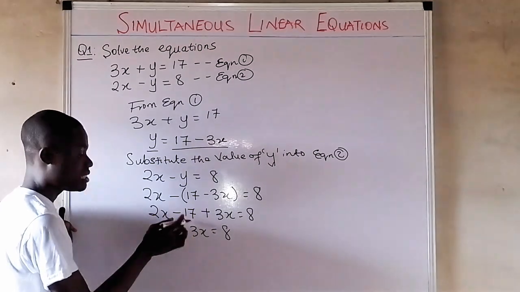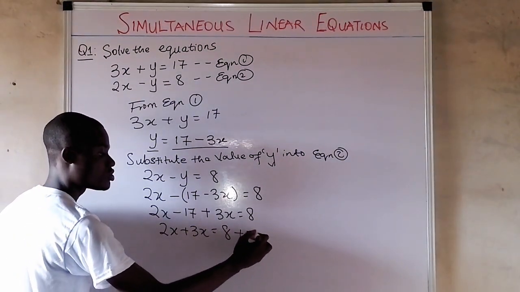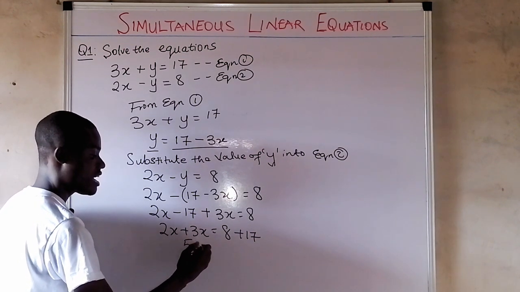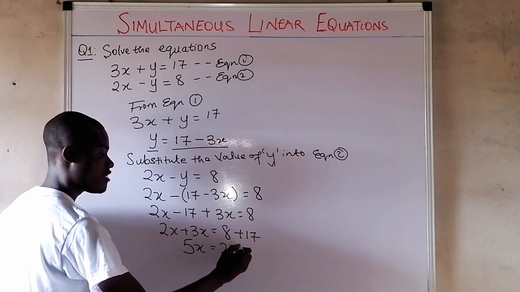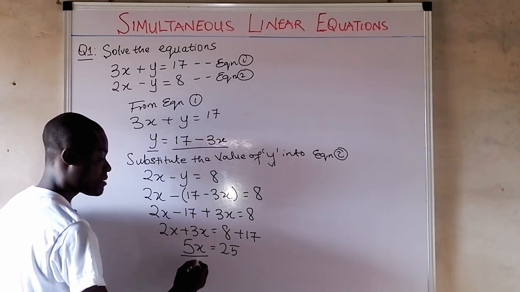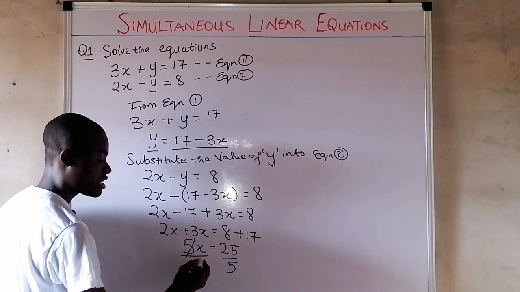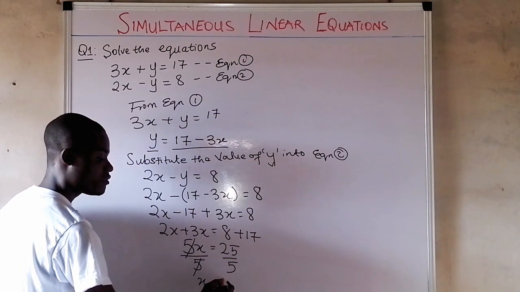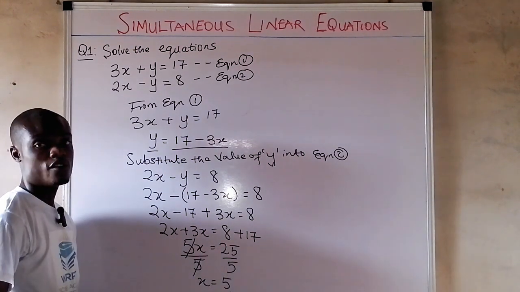Now I'm going to collect like terms. I'll take this minus 17 to the other side of the equation, which makes it become plus 17. 2x plus 3x is 5x. Then 8 plus 17 is 25. Then when I divide both sides by 5, it will cancel out 5. So x is equal to 25 divided by 5, which will give us 5. So therefore, from calculation, x is equal to 5.